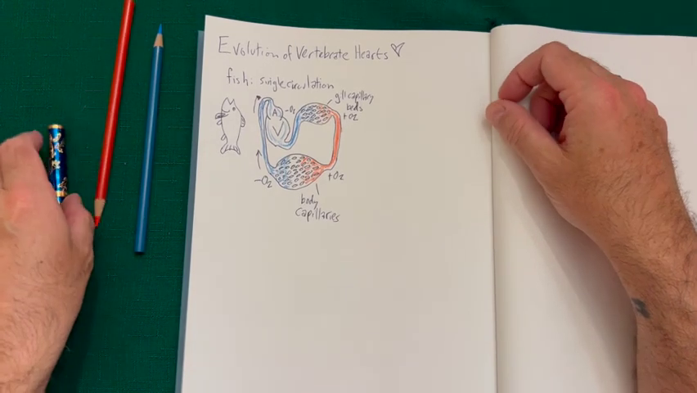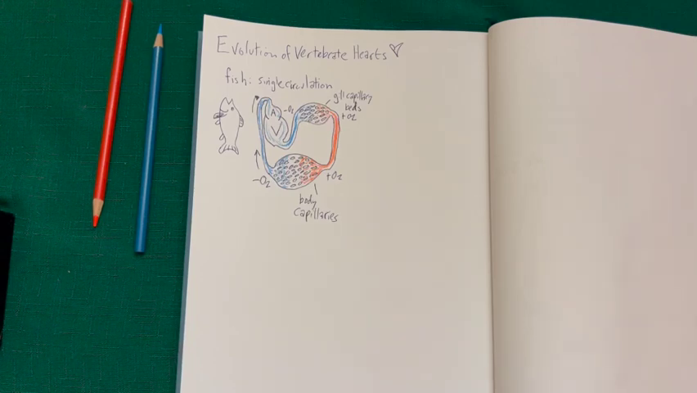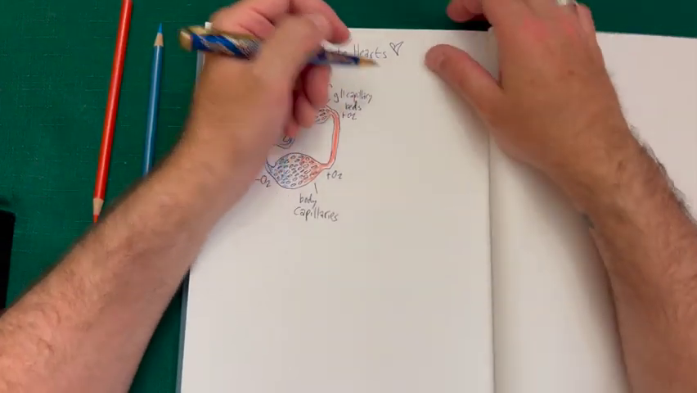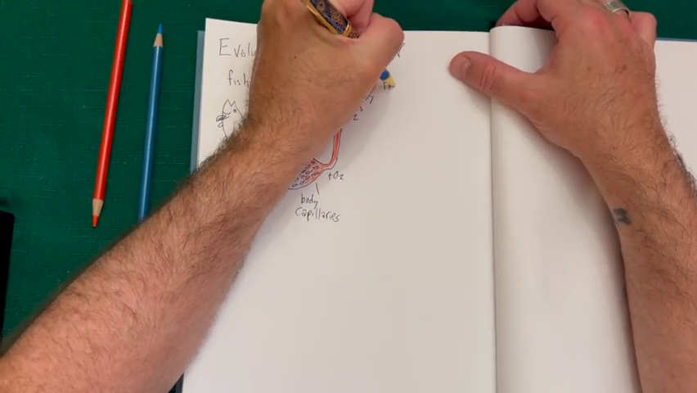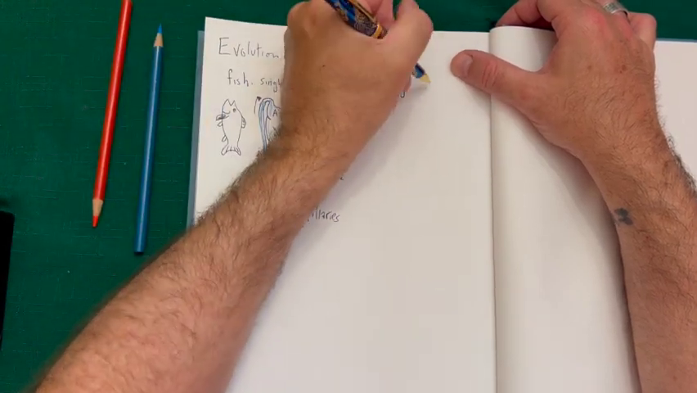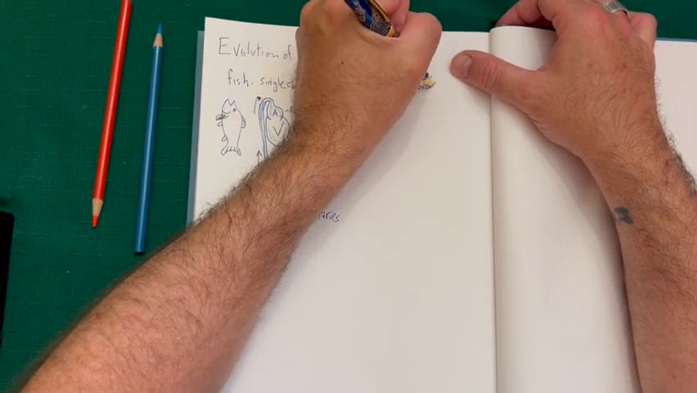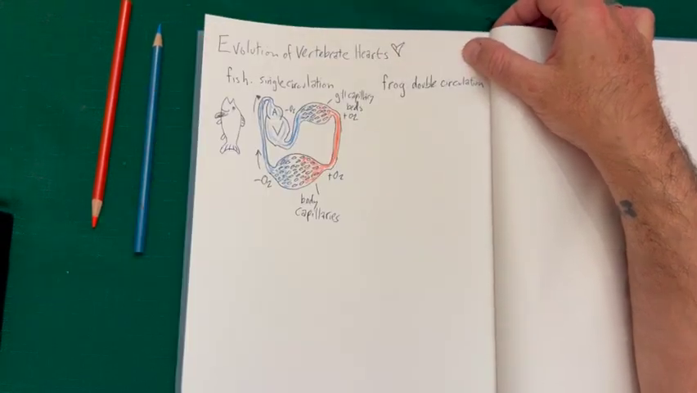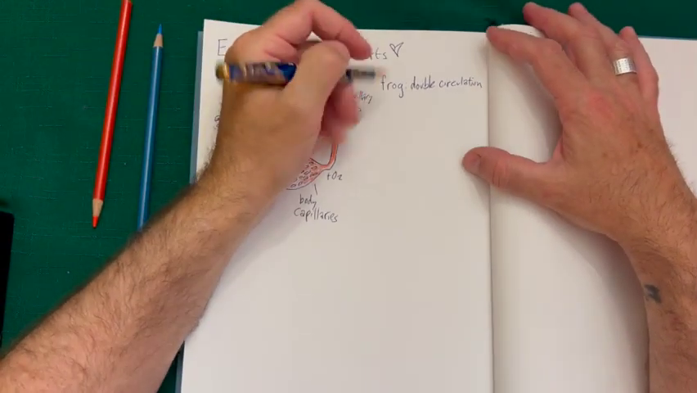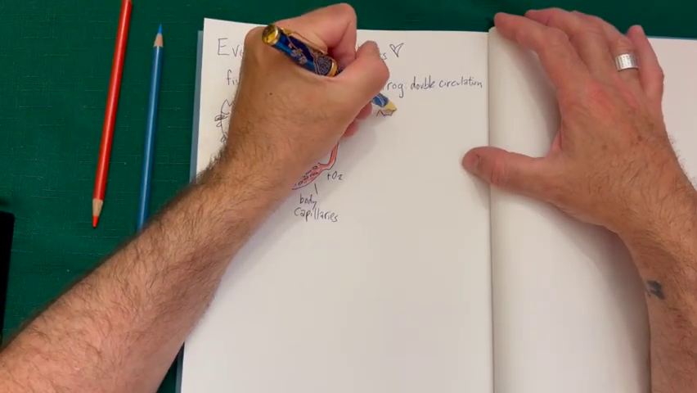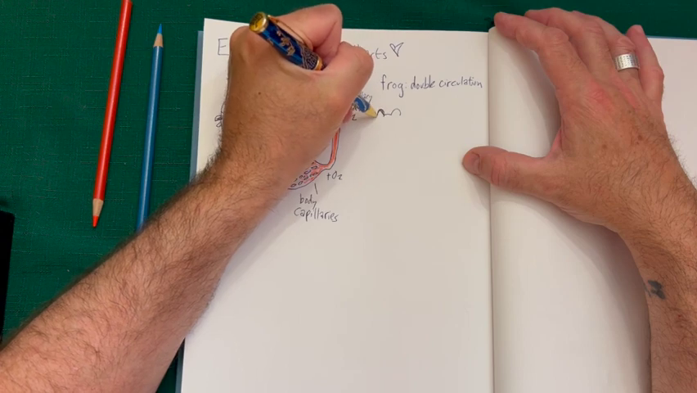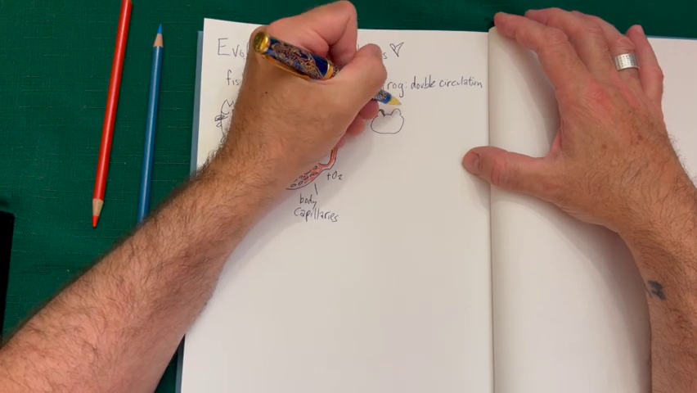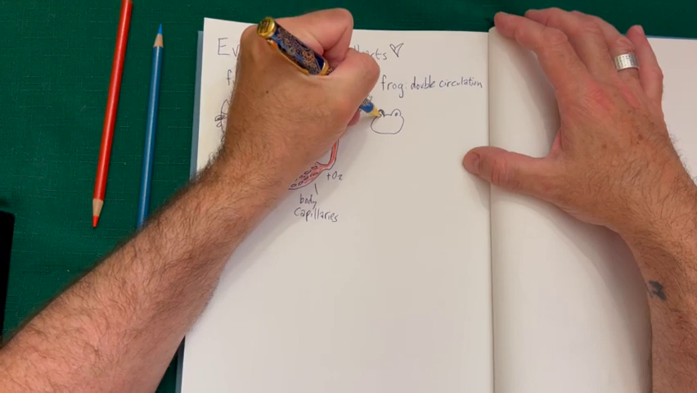Perfect. Okay. So now let's move from a fish with its two-chambered heart and single circulation into an amphibian. We're going to look at a frog, which has double circulation. Our frog is going to be our stand-in for all amphibians, and it's very similar to what we see in many of the basal reptiles as well.